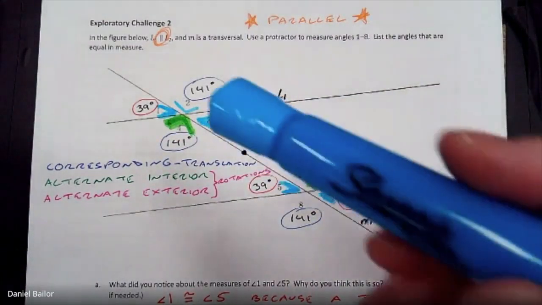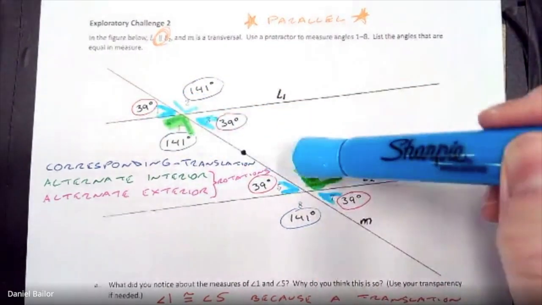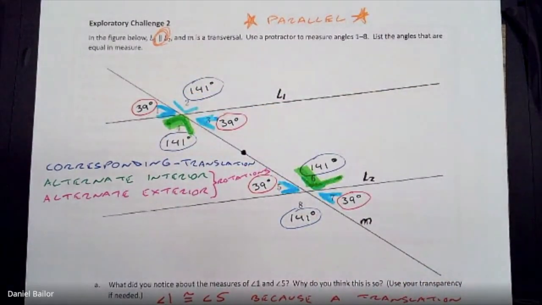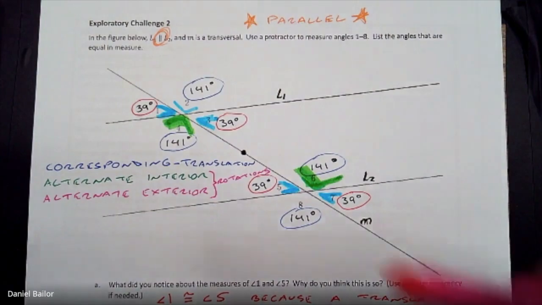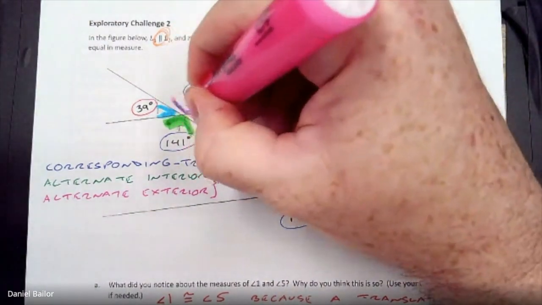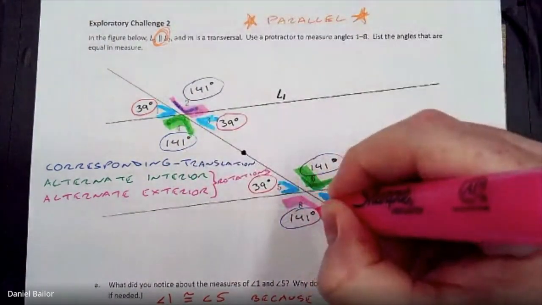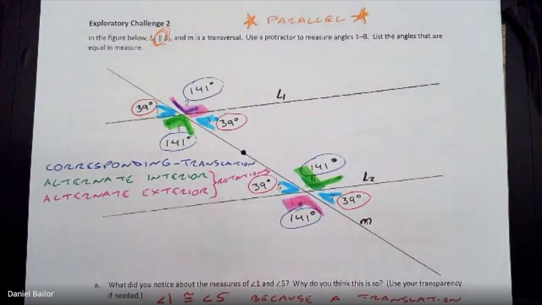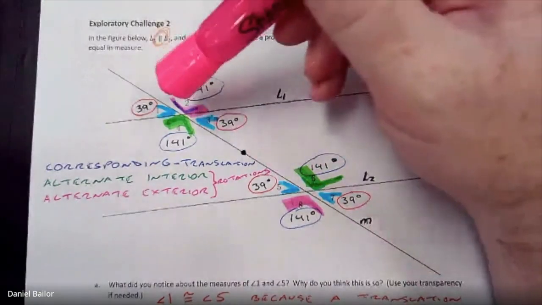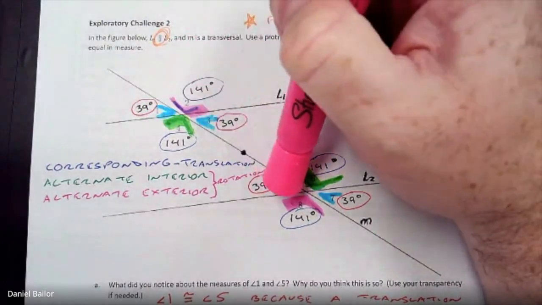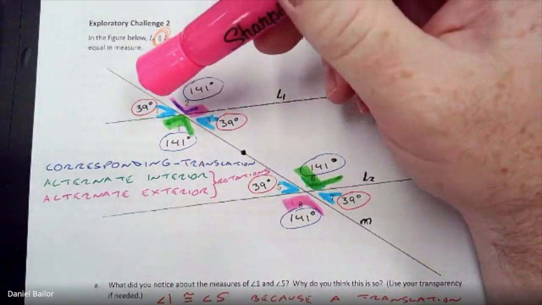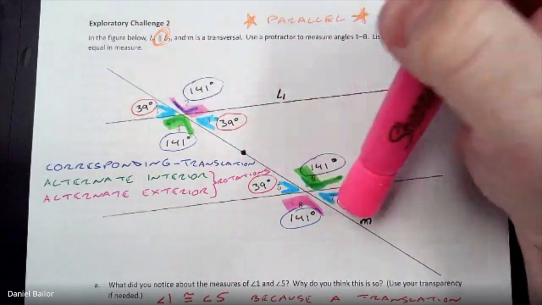Alternate interior angles are made by rotations, like 4 and 6. Alternate exterior angles are made by rotations, like 2 and 8. I know it gets a little bit confusing because some angles have more than one. Like number 1 is corresponding with angle 5, but it is alternate exterior with angle 7.